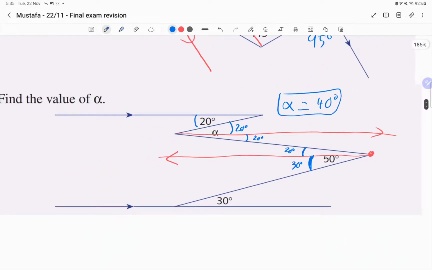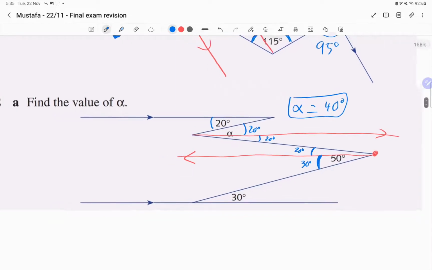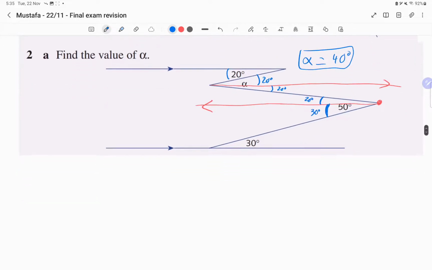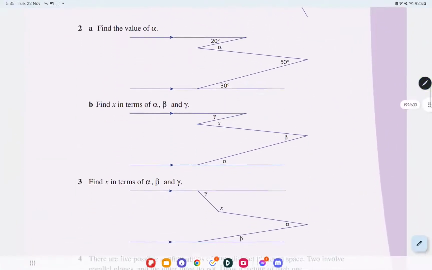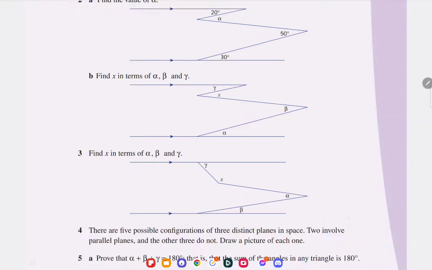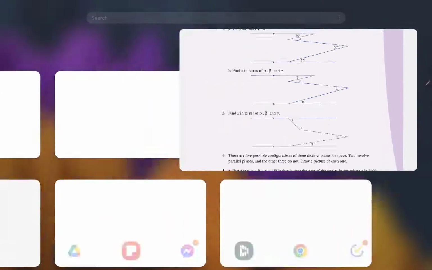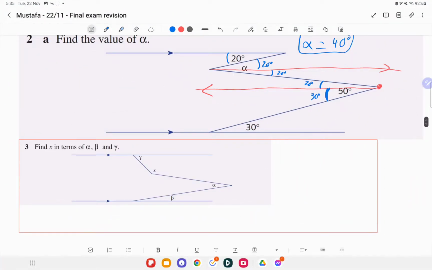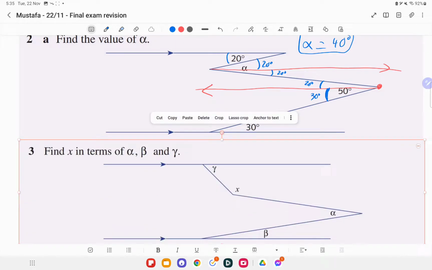So for most of these ones, as long as you draw a parallel line towards the side, to split the big angle up, you should be able to find a bunch of alternate angles or even corresponding angles. Let's see the next one. Oh, okay, this one. We'll do question 3, and then maybe you can try question 2 by yourself. They're all similar. It's just finding one angle in terms of the other angles.